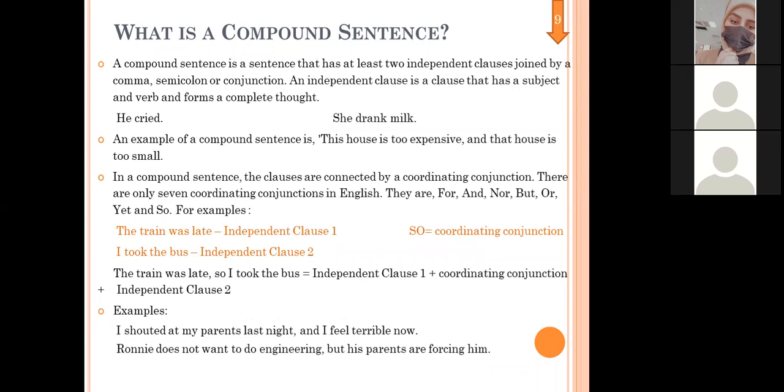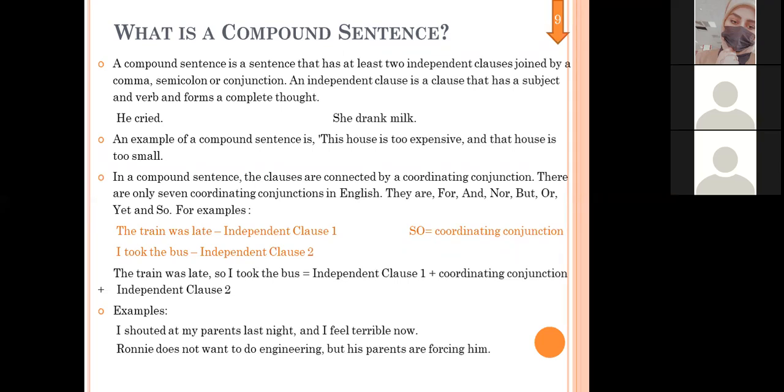What is a compound sentence? A compound sentence is a sentence that has at least two independent clauses joined by a comma or a semicolon or conjunctions. An independent clause is a clause that has a subject and verb and forms a complete thought. مثل ما ذكرنا أنه independent clause هي عبارة تتضمن فاعل وفعل وهي راح تشكل فكرة كاملة، على عكس dependent clause. For example, he cried, she wrote a poem.